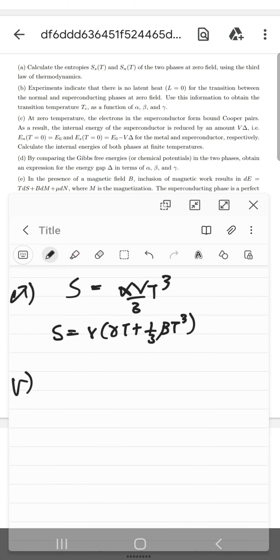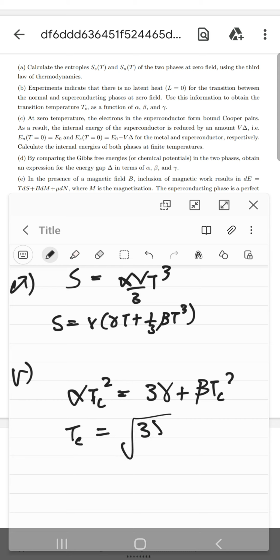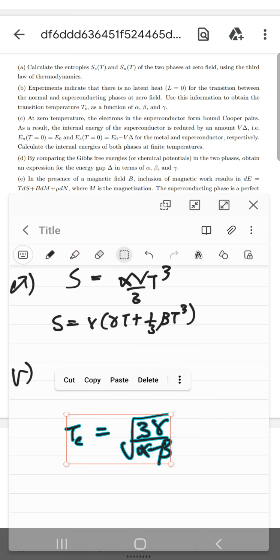Yeah. What we should have done is actually just equate the entropies, right? Or more like entropy upon volume, but whatever. So then you would have got the correct equation. So you would have got alpha T sub c squared is equal to 3 gamma T sub c. Okay, actually that's gone, so just plus beta T sub c squared. And so you just have T sub c is equal to square root of 3 gamma upon alpha minus beta, and not square root of gamma upon alpha minus beta. This is the correct thing actually.